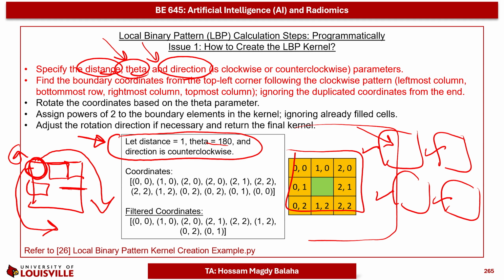So first, we will create the default coordinates and get the unique coordinates of them. How? We will start with the first row and fill the coordinates 0,0, 1,0, and 2,0. Then the last column, 2,0, 2,1, 2,2. Then followed by the last row, 2,2, 1,2, 0,2. And then the first column, 0,2, 0,1, and 0,0. Now we listed all of the coordinates following that pattern. Then we will filter them to avoid any repetition, because there are repetitions here, here, and here, so we will find the filtered coordinates without any repetition.